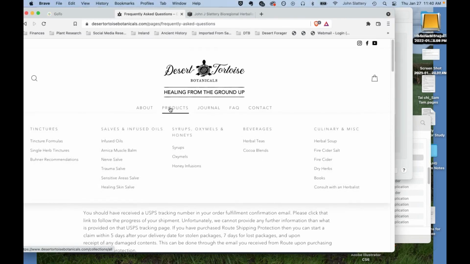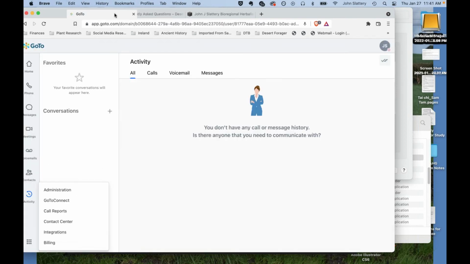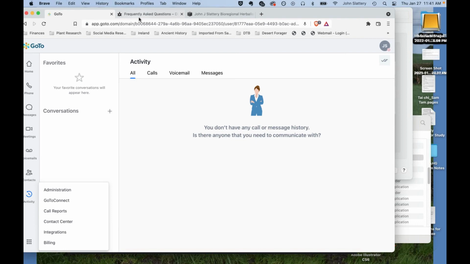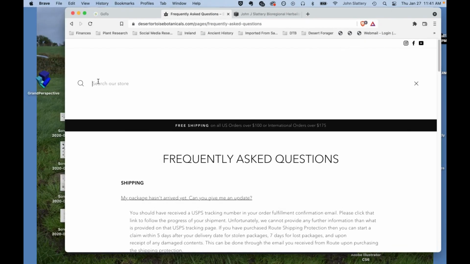Miscellaneous, so herbal soup could also be in the beverages section, but fire cider salt, which will be coming back soon, fire cider, a number of dry herbs, my books, and if you'd like to book a consultation, a 15 or 30 minute short consultation, those are available there. And then also, I don't have it in the upper menu, but my daughter's baked goods. Why do I keep doing that? I want to move this over.